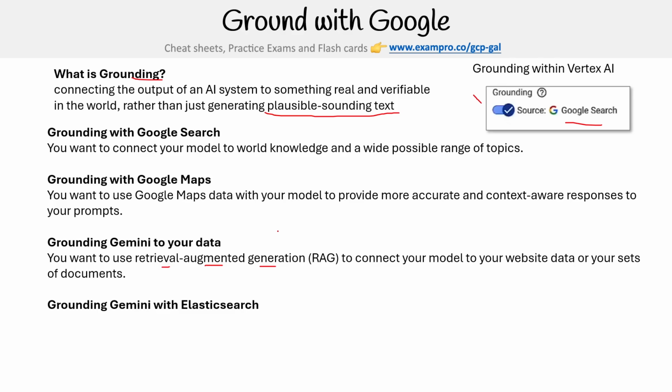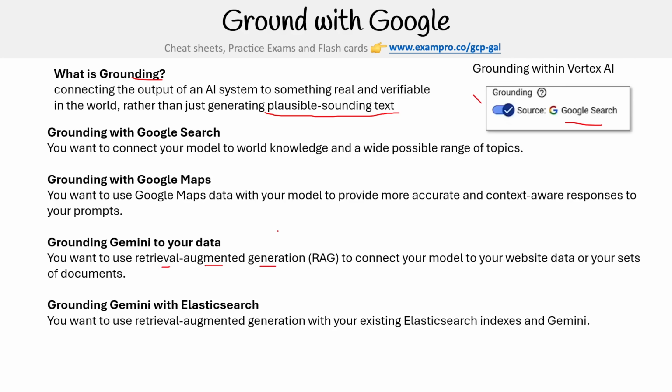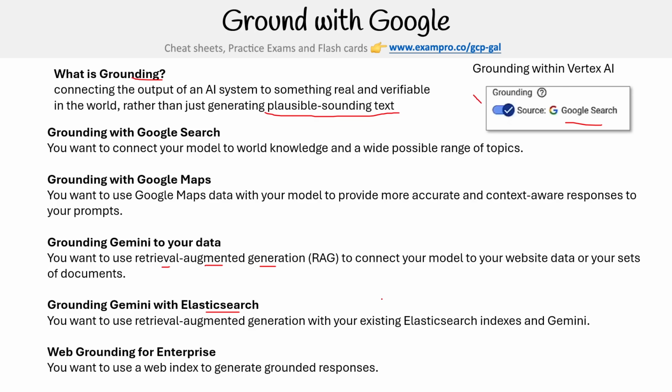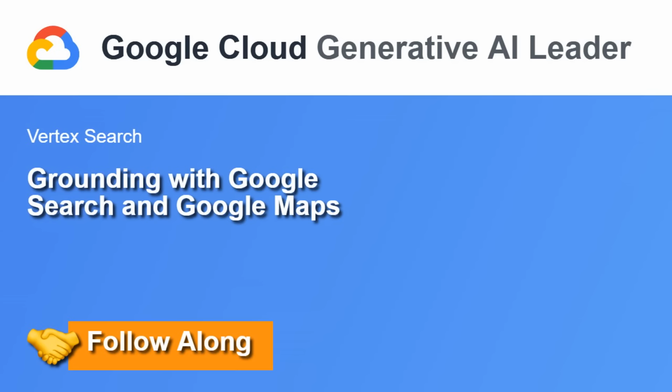You can also ground with Elasticsearch. So that's obviously a great way. Elasticsearch provides a full stack search engine, often used with vector store databases. You see that a lot with not just Google, but all providers. And then you can do web grounding for enterprise. So this is an enterprise offering. I don't know much about it because I'm not running an enterprise account, but if you are an enterprise, they have some kind of solution there for you, okay?